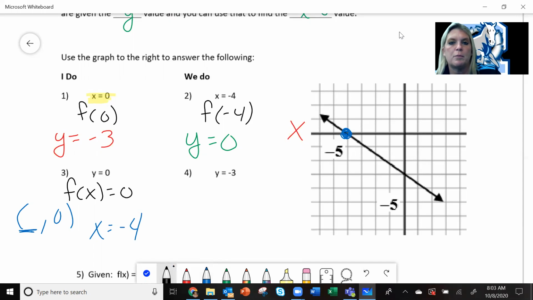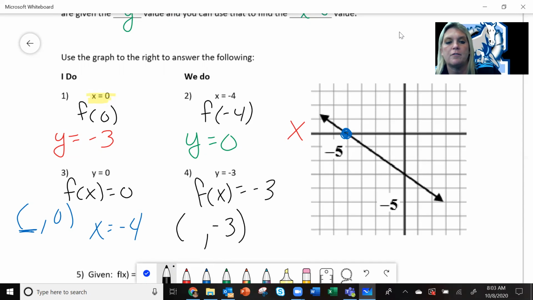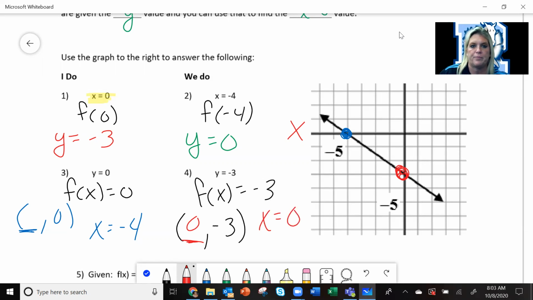Let's try and do this with number 4. It says f of x equals -3. Well, when y is -3, they want us to find the x value. So let's go over here and find where y is -3. That's this right here. What's my x number? This point right here is (0, -3). So x equals 0.